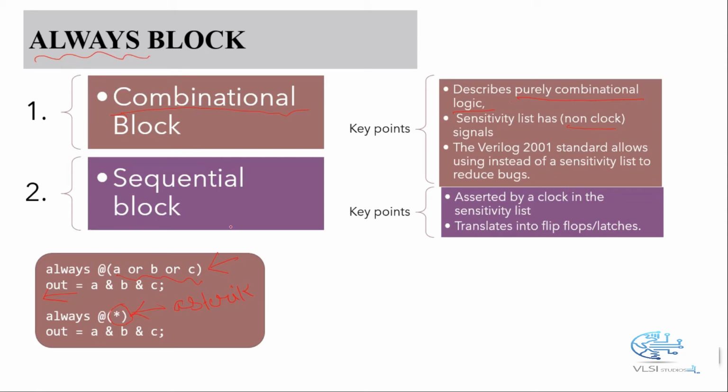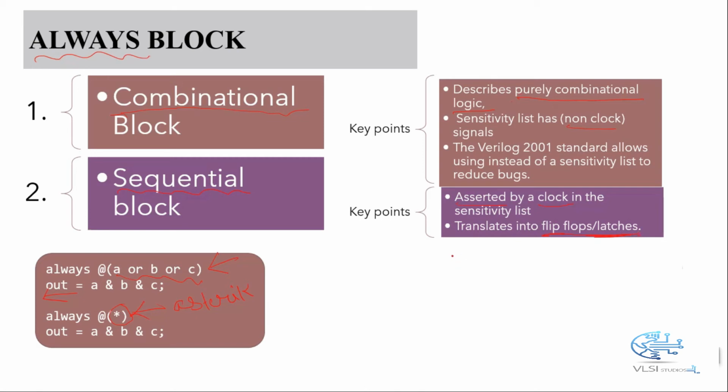Now moving over to our sequential block. In the sequential block, the always block's sensitivity list depends on the clock, and it is asserted and deasserted with the help of a clock. The sequential blocks always translate into flip-flops and latches depending on our sensitivity list, whether we are defining it as synchronous or asynchronous.